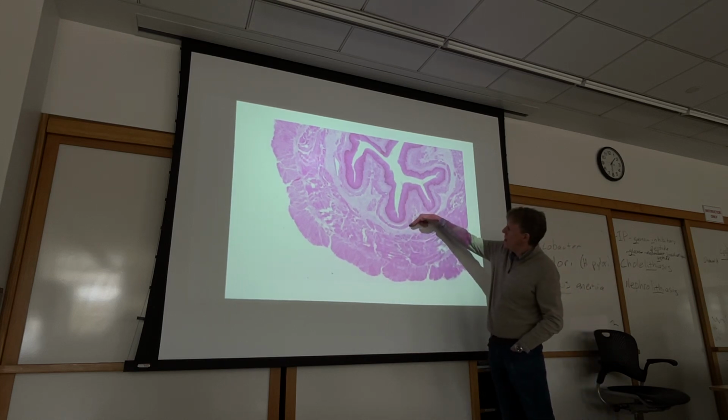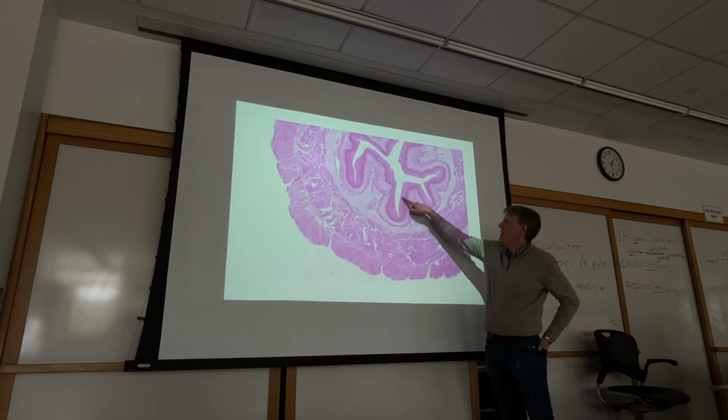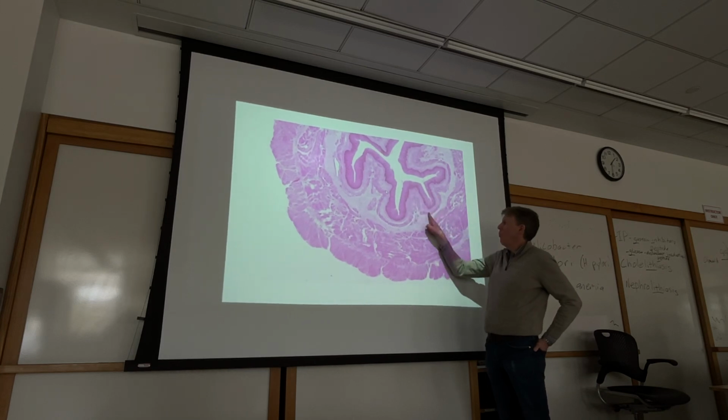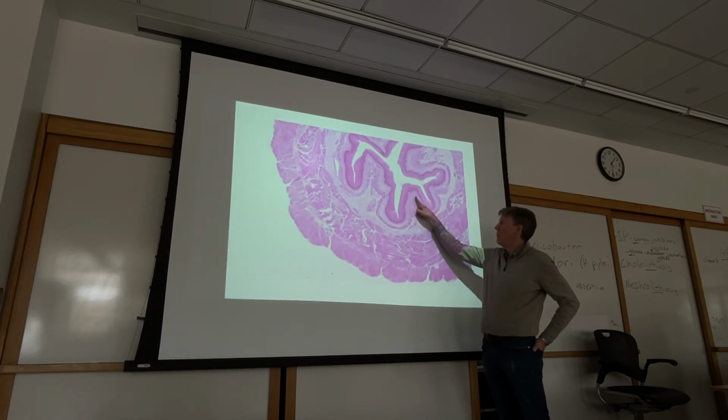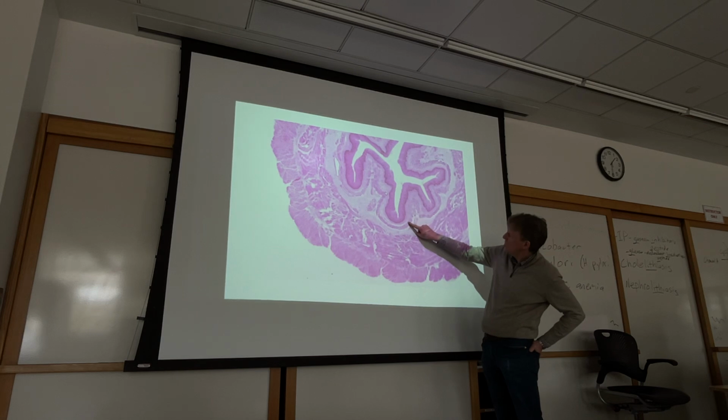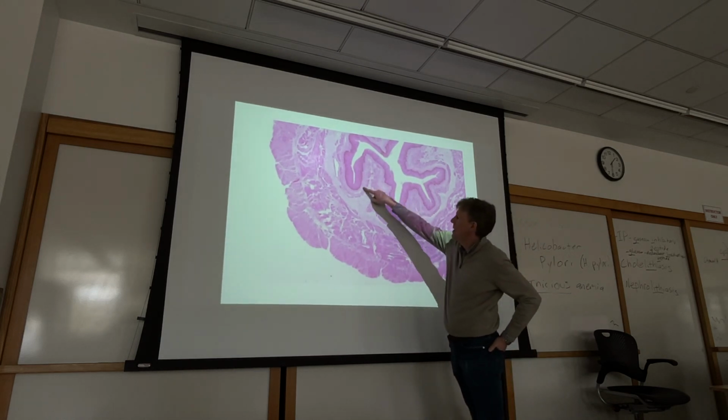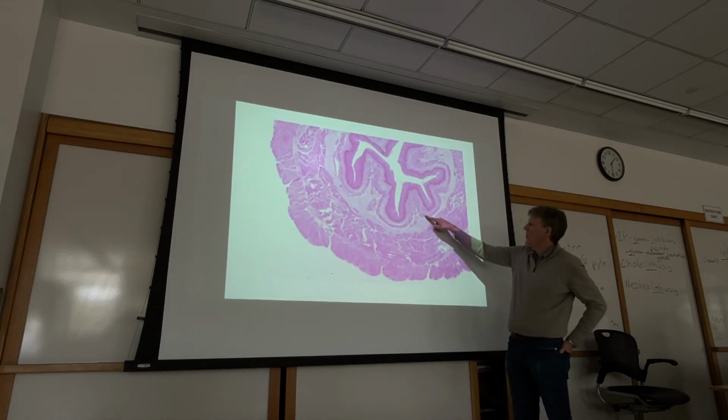So everything from here on up is mucosa. You've got the stratified squamous epithelium. Right below it, you have the lamina propria. And then this thin, slightly darker staining pink, that would be the muscularis mucosa coming through there.